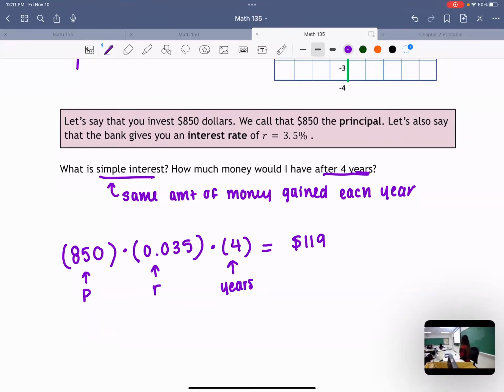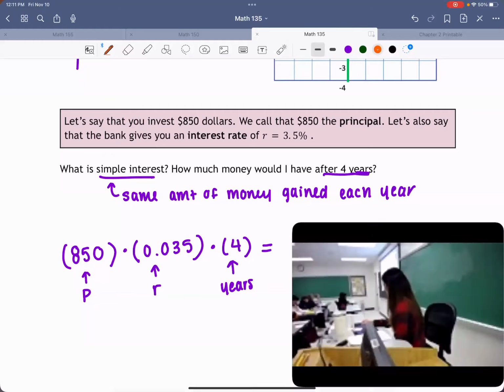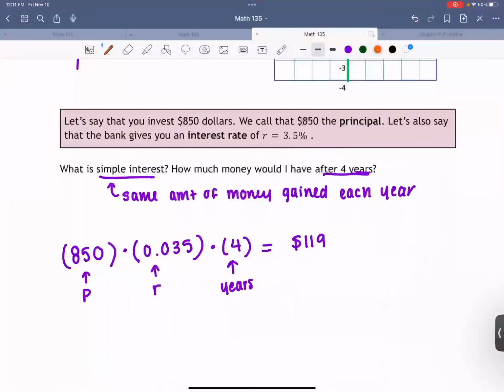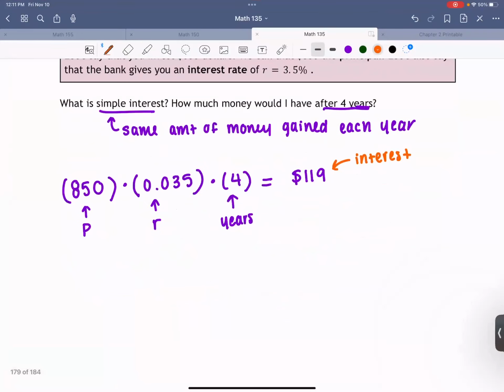So 119 isn't the amount of money in your bank account after this. This is how much you've increased, or the interest. This is the amount of money that you're increasing by. So if you wanted to calculate how much money is in your bank account at the end, to find the total you'd have to take $850, add on 119, and then you'd know that you had $969 in your bank account after 4 years.